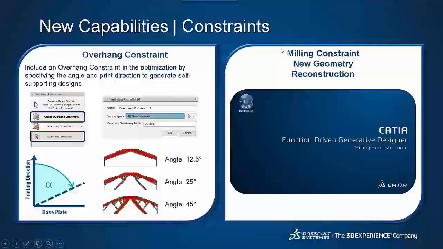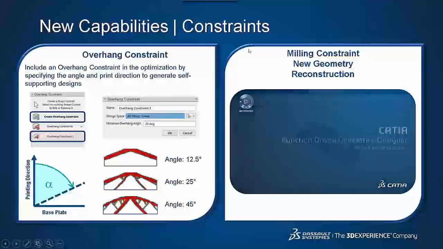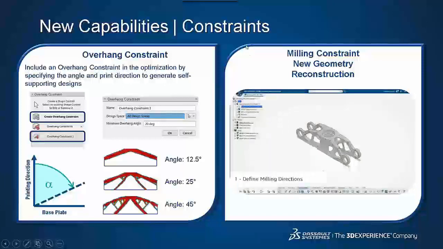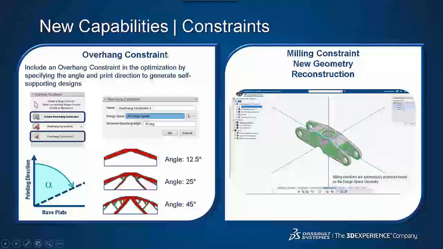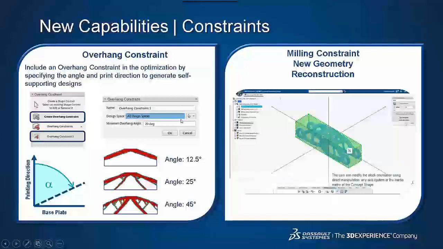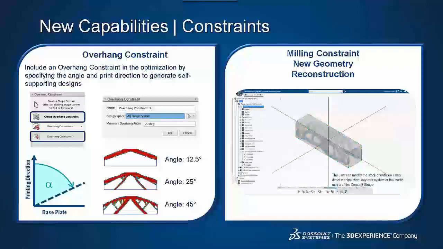Okay, so next we're going to talk about some of the new optimization constraints or enhancements to optimization constraints that have become available in 2018X. So we have a new overhang constraint that's now available, and this is specifically for additive manufacturing. So for this constraint definition, you first specify your design space, you specify a print direction and a minimum overhang angle. So the optimization is then going to account for this overhang angle, and this is going to help you achieve a design that does not require support structures to be built.